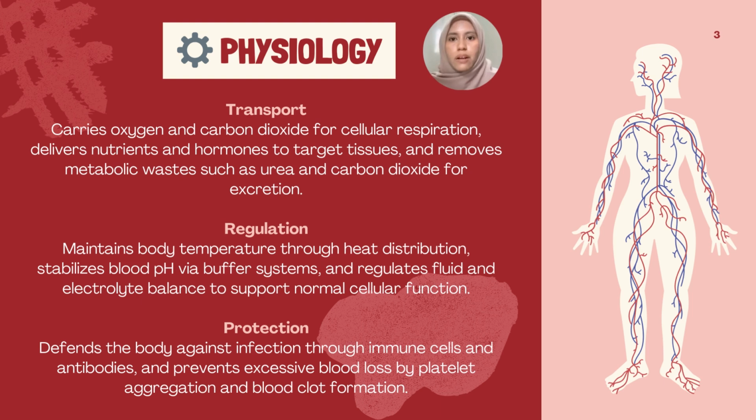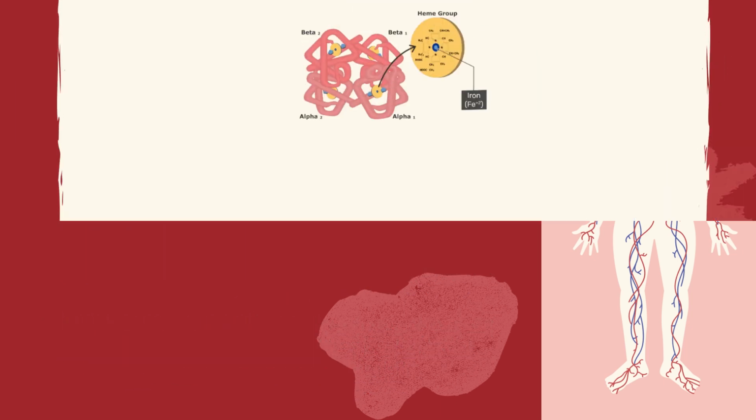In regulation, blood helps maintain body temperature by distributing heat, stabilizes blood pH using buffer systems, and regulates fluid and electrolyte balance to support normal cellular activity. In protection, leukocytes and antibodies defend the body against infection, while platelets and protein factors prevent excessive blood loss through clot formation. These functions are interconnected. For example, during exercise, blood flow increases to muscles to enhance oxygen delivery, carbon dioxide removal, and heat dissipation.